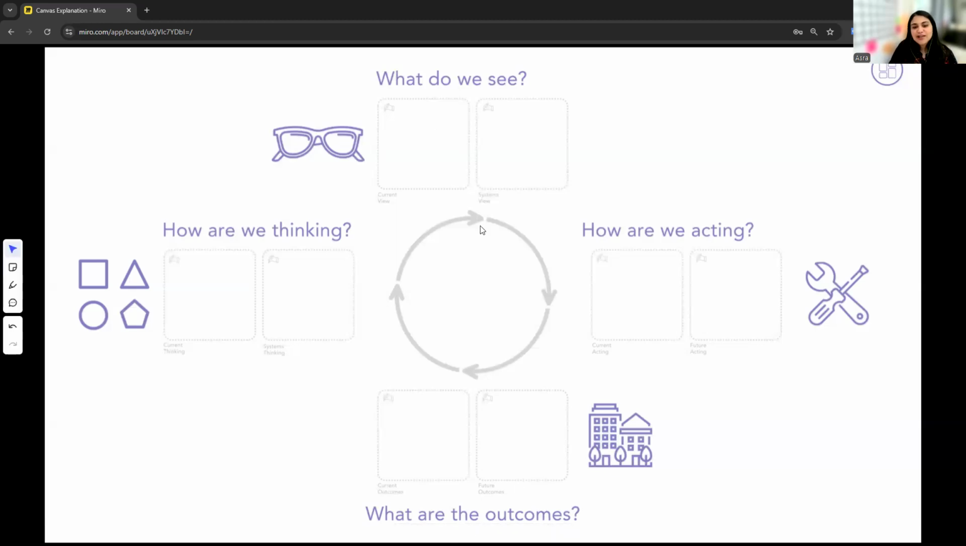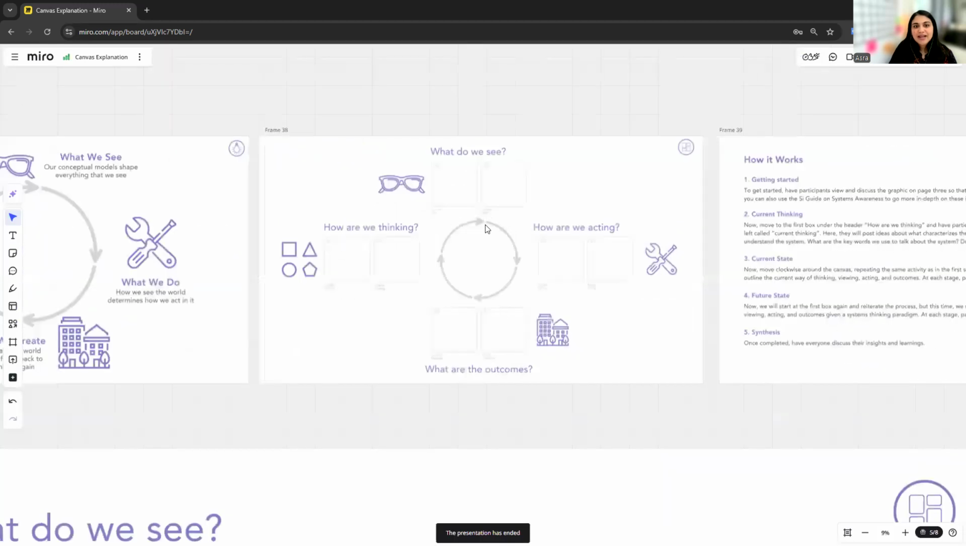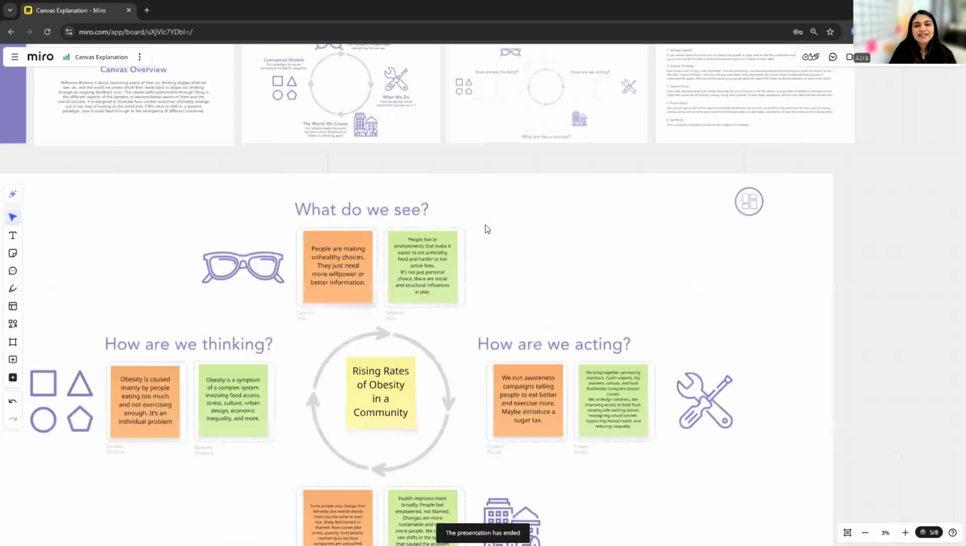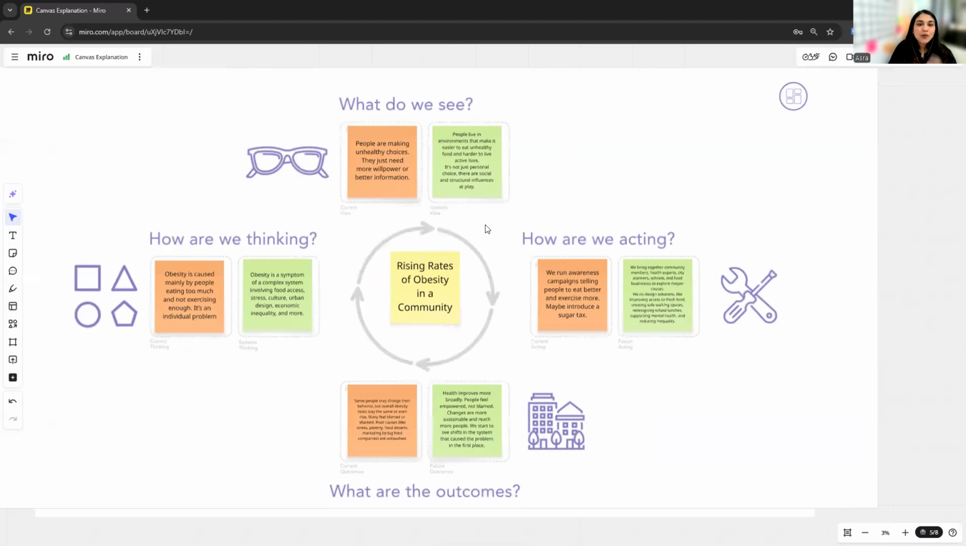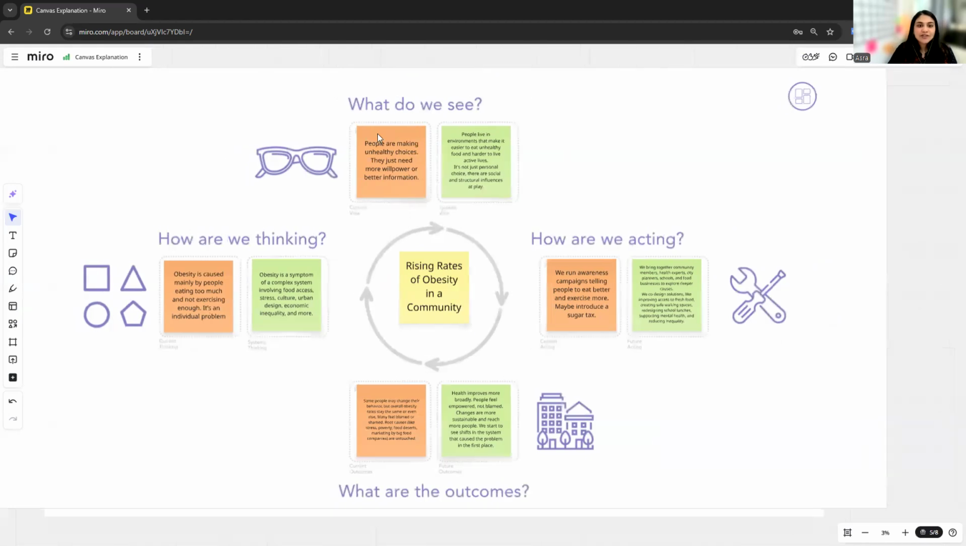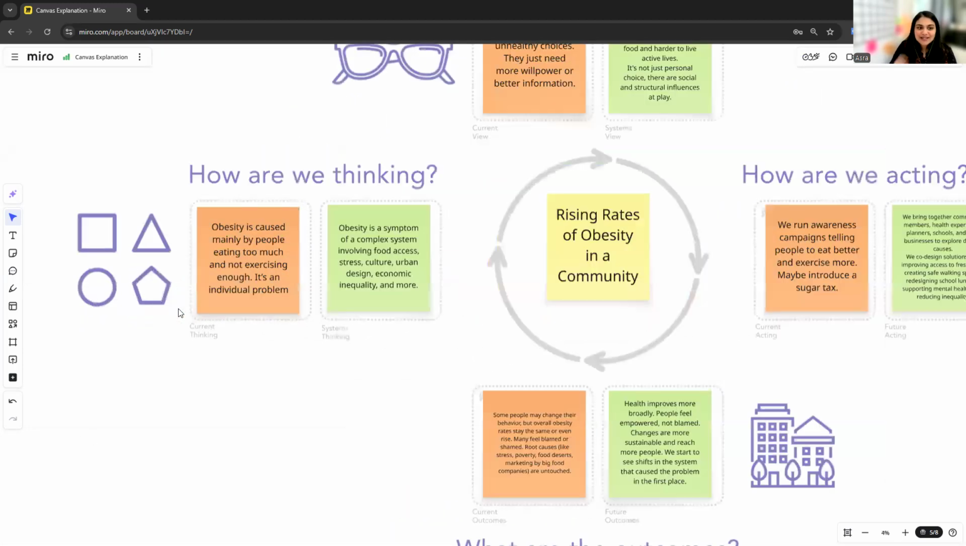Now, for us to understand this better, I have applied this canvas to an example here, which is rising rates of obesity in a community. That's my challenge. And on the left, to represent the linear or current way of thinking, I have used the orange stickies, and to represent the systemic way of looking at it, I have used green stickies, for no particular reason, just for the sake of colors, to emphasize this better.